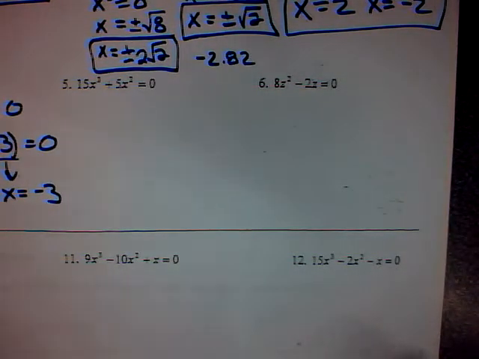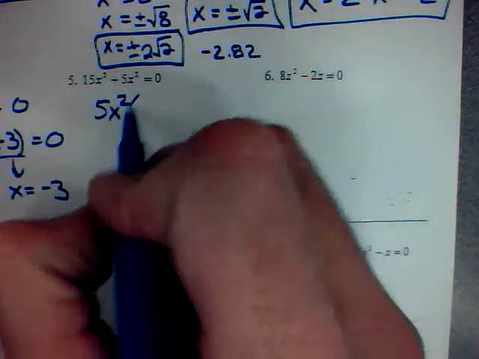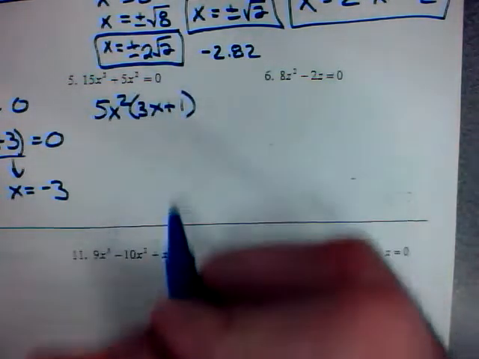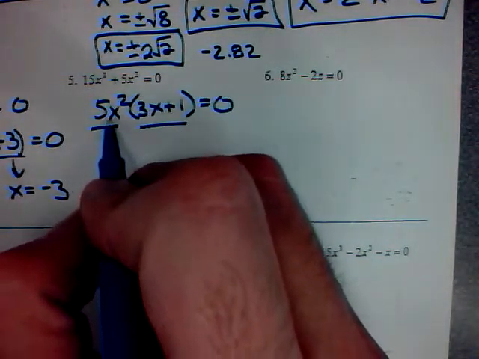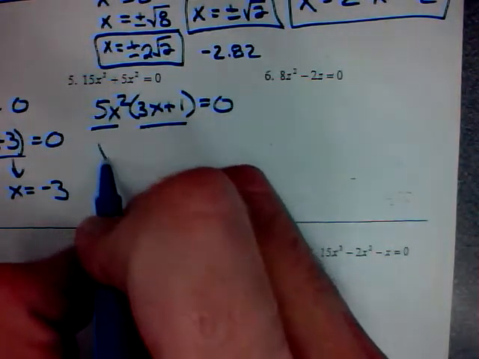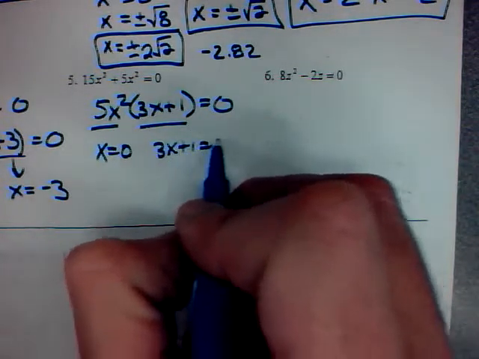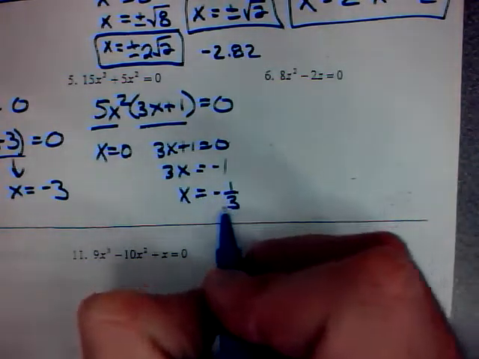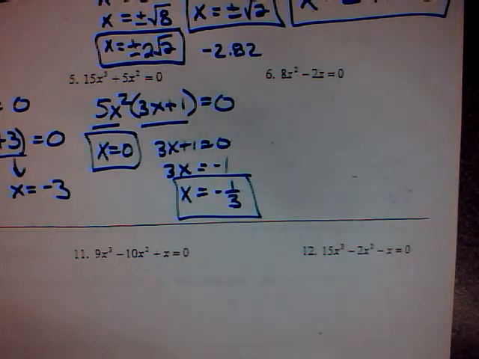Okay, let me work through a couple more of these from section 6.3. Here there's a common factor of 5 and an x squared, which will leave you with a 3x plus a 1 equals 0. So now this or this equals 0. So what would you plug in here to get 0? Obviously that would just be 0. Here 3x plus 1 equals 0, so 3x equals negative 1, or x equals negative 1/3. So here are your values of x on this one.